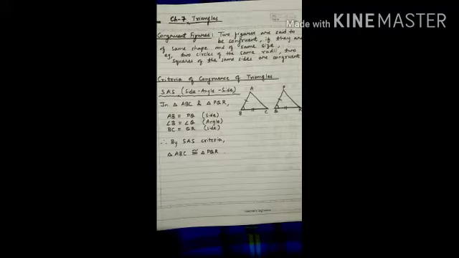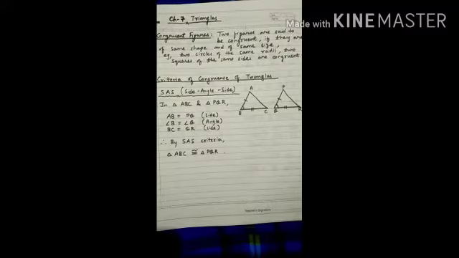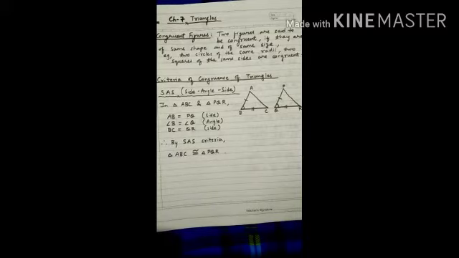Today I am explaining to you about congruency of triangles, how triangles are congruent to each other. First of all, what are congruent figures? Before studying congruent triangles, we should know about congruent figures. Two figures are said to be congruent if they are of the same shape and of the same size.